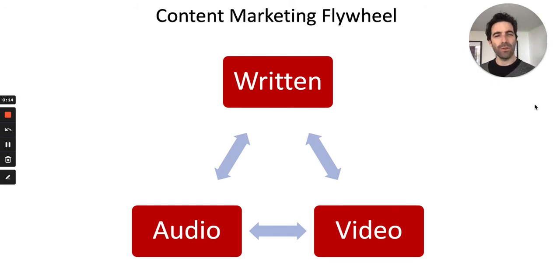Component one is all about repurposing content across multiple different formats. For example, let's say you've written a blog post and you've posted that blog post onto your website. You can then repurpose that blog post into a video. That's exactly what I'm doing right now. I have a blog post on the content marketing flywheel and I'm turning it into a video using Loom, which I can then distribute across video channels.